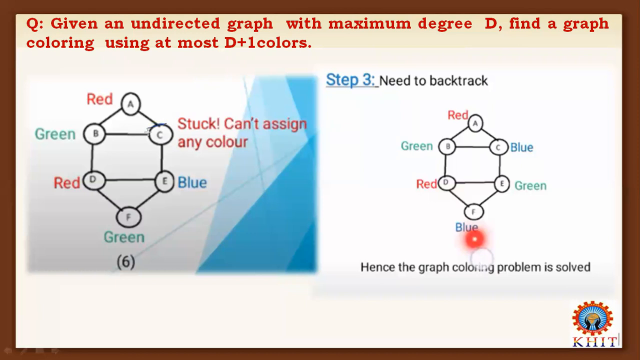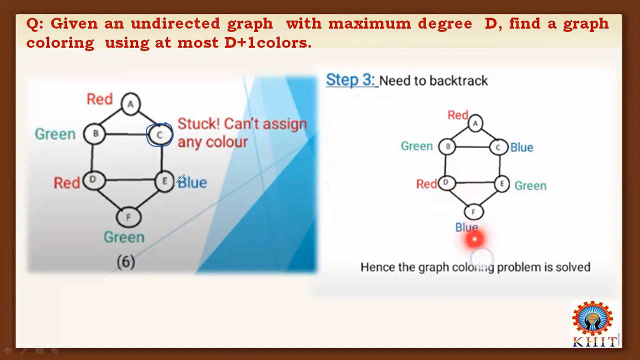Here the problem is with the vertex C. The problem with the vertex C, we have been stuck here. Now we simply apply the backtracking technique to the given graph. If you apply backtracking to vertex C, then go back to E. Backtrack: when we apply backtracking to C, go back to E.